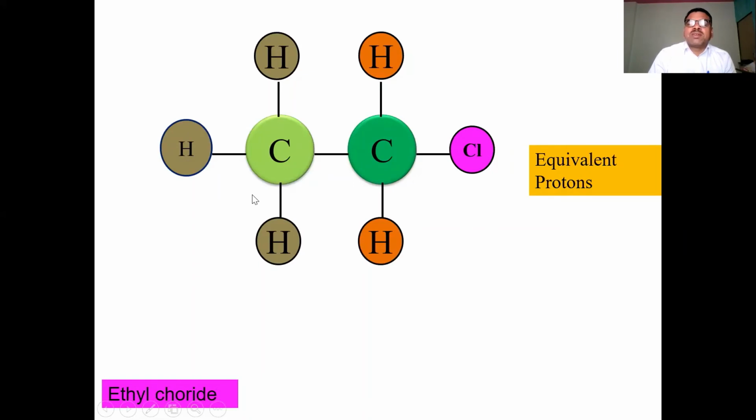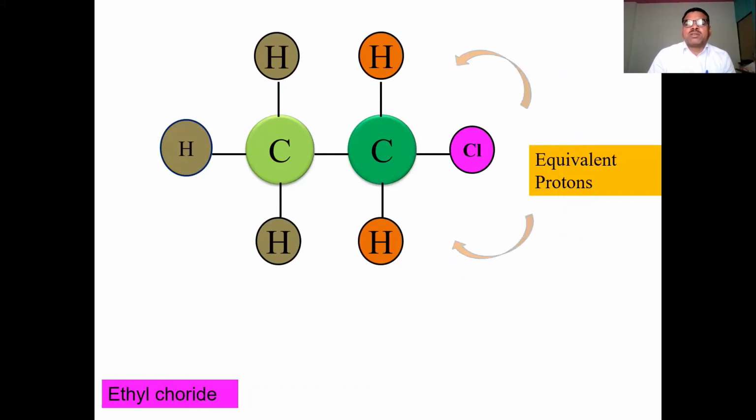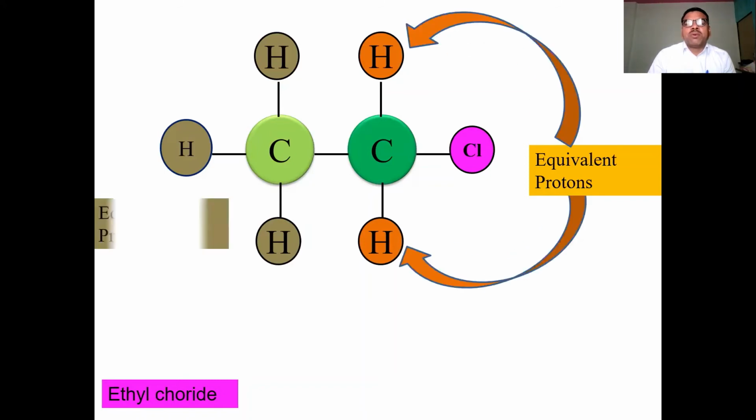So here you can say that the protons are of different types. Whatever I am showing here is one type of proton. This is one type of proton. This is one type of proton. Now, if you look at this one, again there are three types of protons.